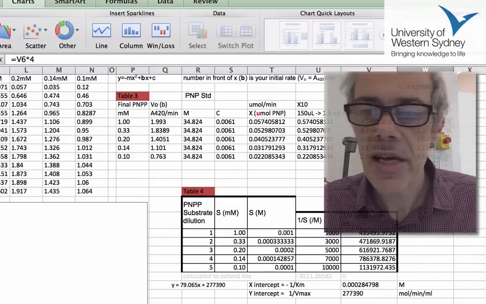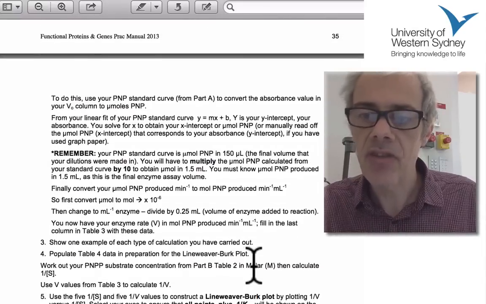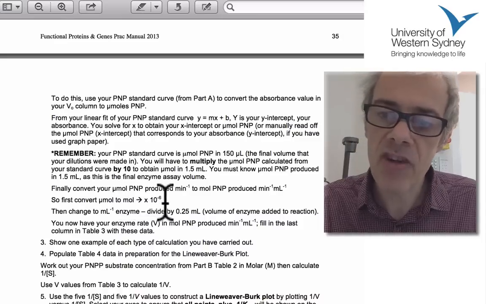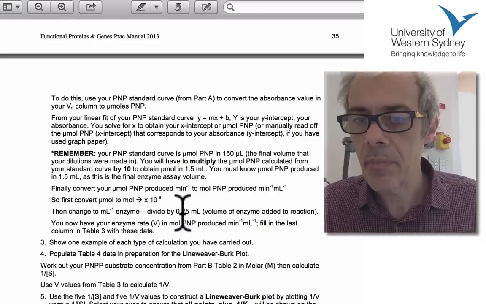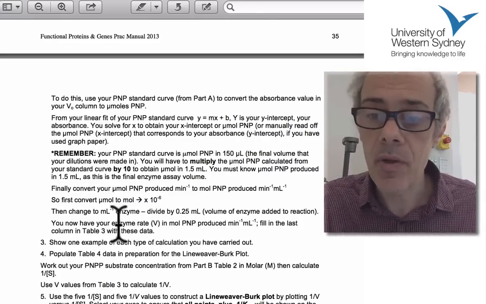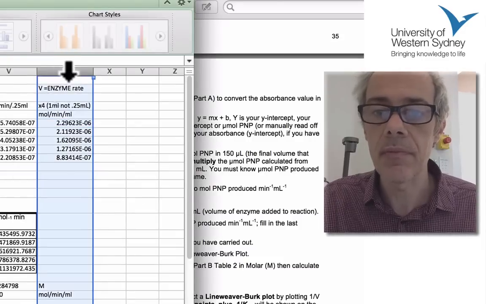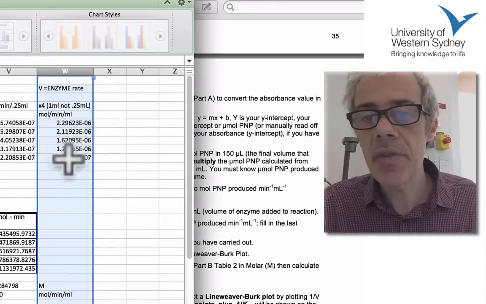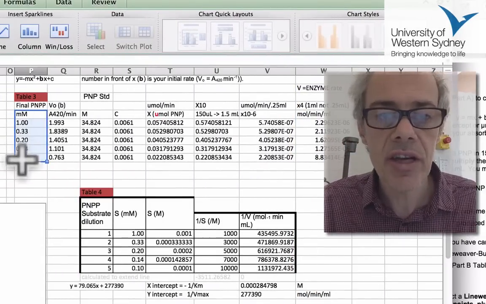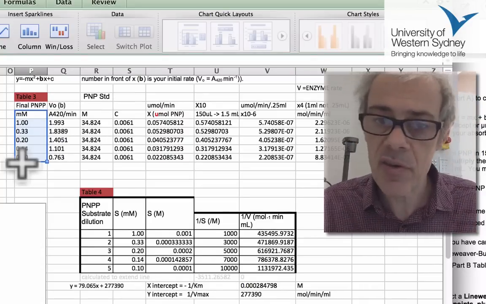So table 3 is simply this table here, and all of those manipulations are described here. So you times by 10, you then change it from micromolar to molar, and then you multiply by 4, which is the same as dividing by 0.25, to give you the enzyme rate V here. Okay? So from these initial rates of the enzyme and these concentrations of substrate, that's the data we need to do the Lineweaver-Burk plot.